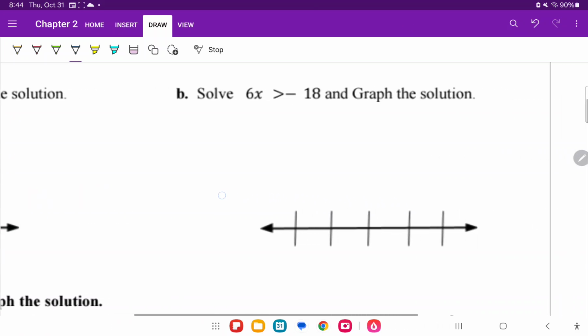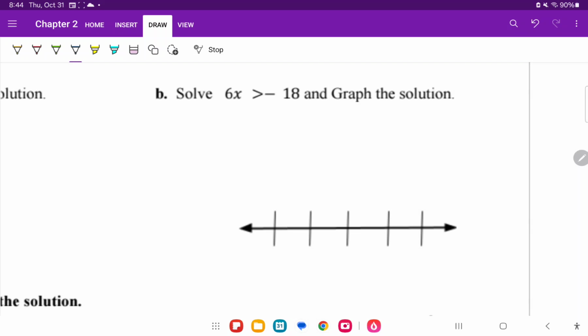All right, so let's go on to letter B. Since this is 6 times x, we are going to do the opposite, which is to divide. All right, so what do we get on this side? That cancels out. What are we left with?